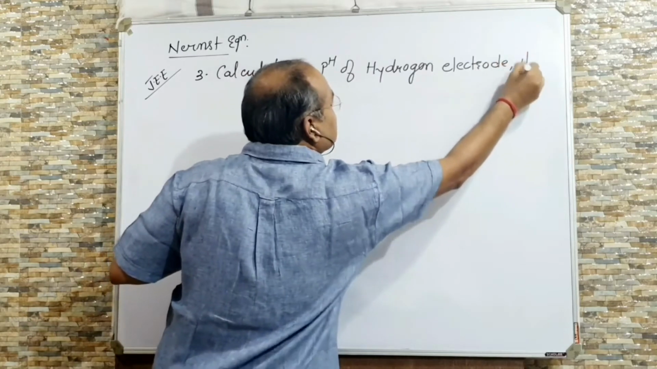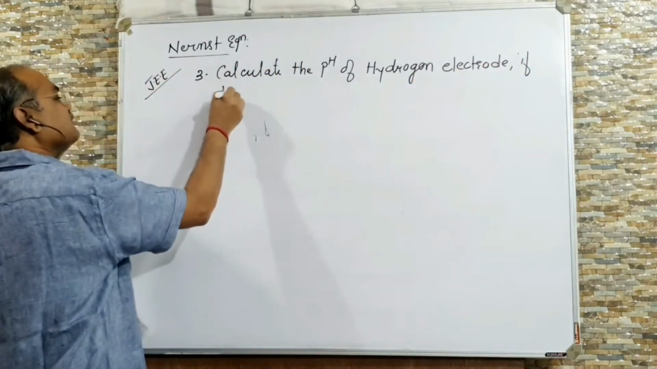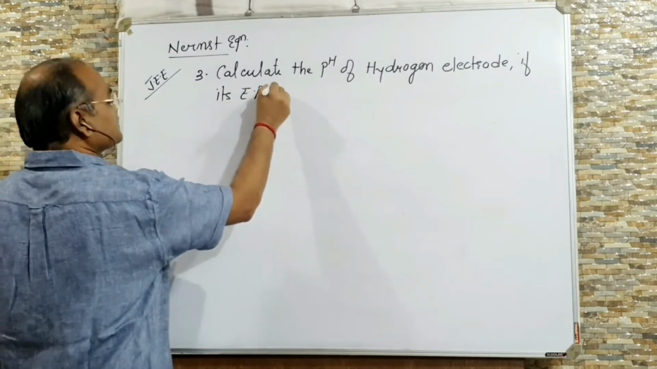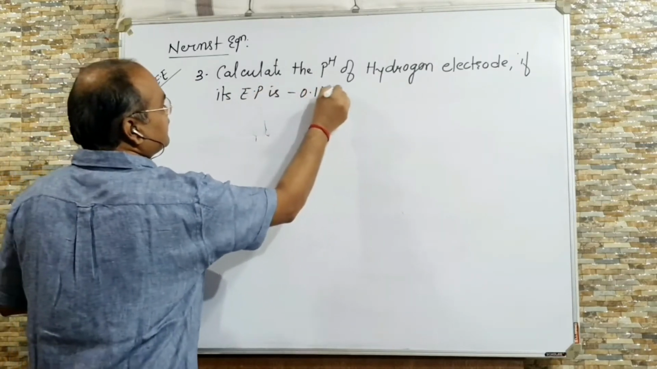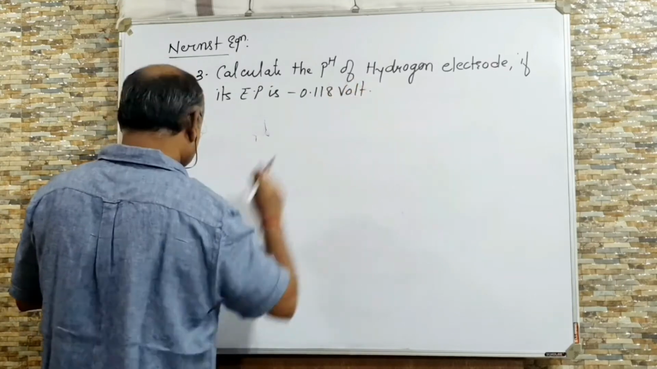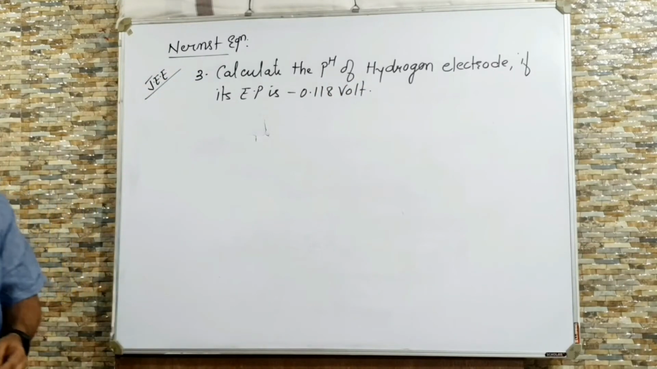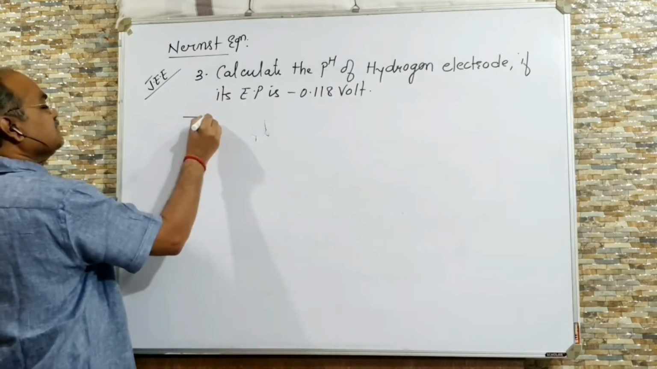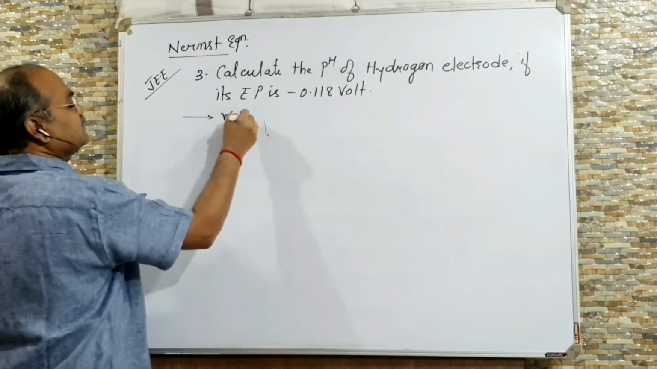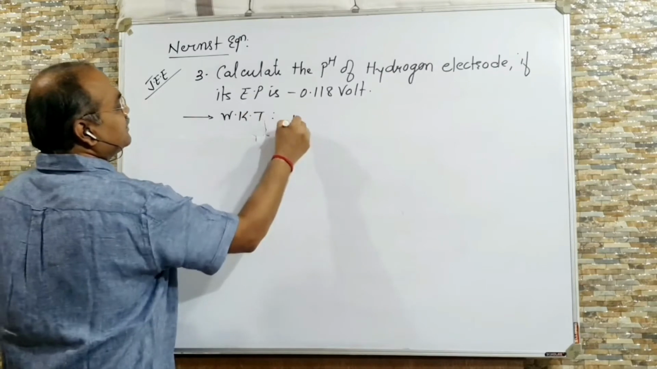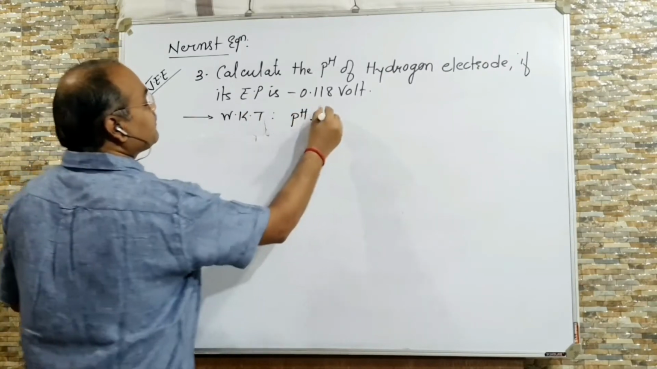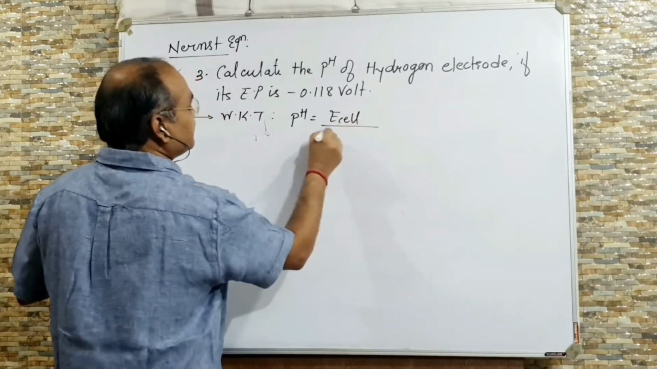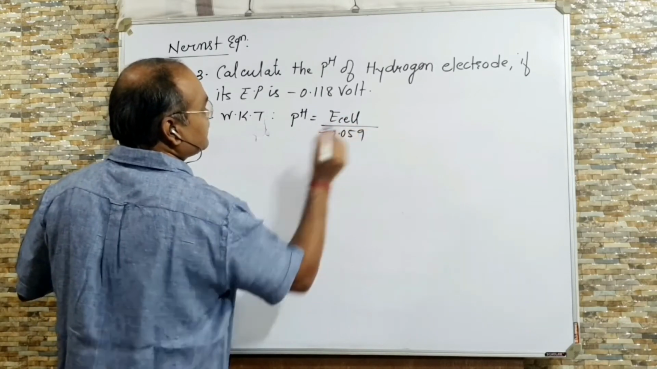if its electrode potential is minus 0.118 volt, this is given to you, right? Right now we have derived one equation. We know that pH is equal to E cell divided by minus 0.059.